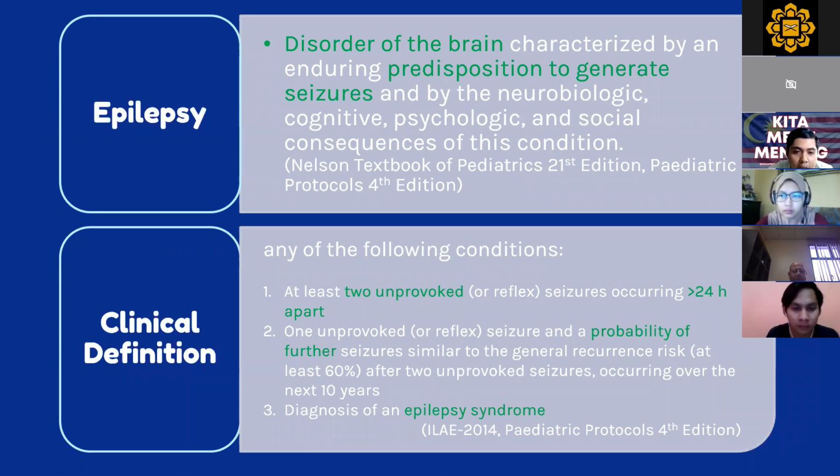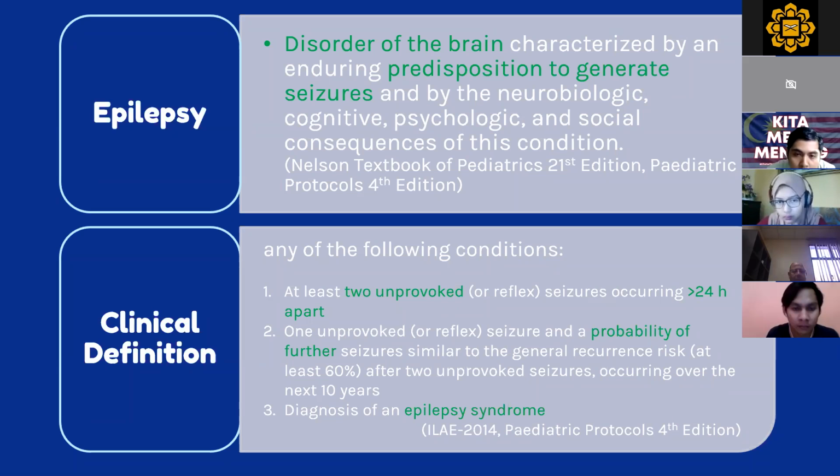Next, we go to epilepsy. Epilepsy is the disorder of the brain characterized by an enduring predisposition to generate seizures and by the neurobiology, cognitive, psychology and social consequence of this condition. I think this definition is a little bit difficult. So the easiest definition is based on the clinical definition. So the clinical definition of epilepsy is any of the following conditions.